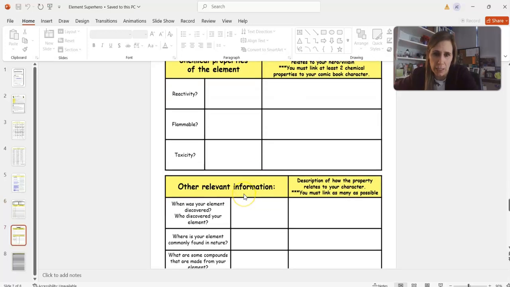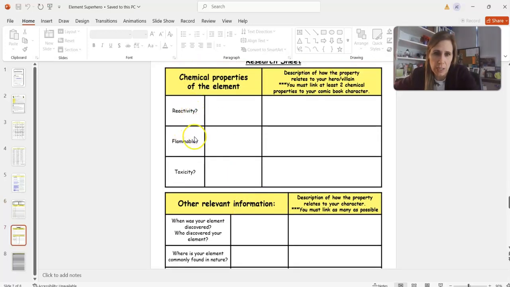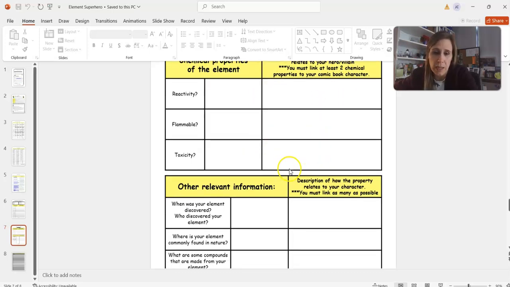Then on the back side, you're going to look at chemical properties. So reactivity, flammability, and toxicity. So does it react with other elements? Is it flammable or is it toxic? So you guys are going to choose one of those. It says 2 right here, but go ahead and change that to 1 chemical property to include as a superpower for your villain or your hero.